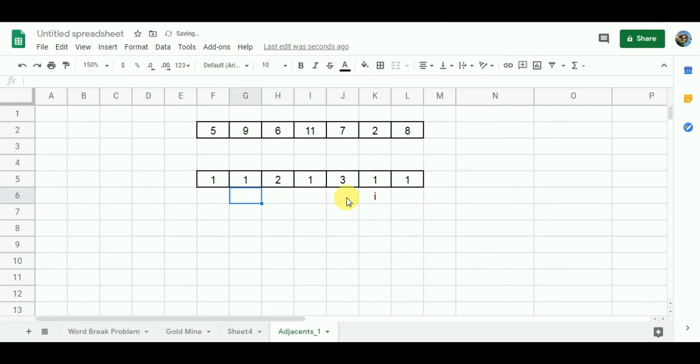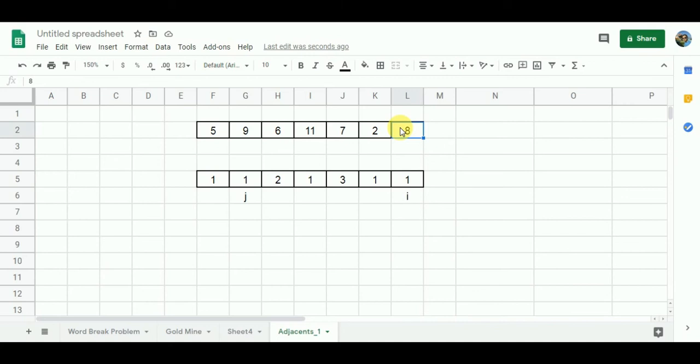J moves back to its base position. I moves one cell to the right. Alright, now we have J and we have I. So the value at J is 5, the value at I is 8. So 8 minus 5 is 3. So 3 is not equal to 1, so nothing happens. We move J to the right. So it's going to be 9 minus 8. Now over here, okay, the difference is 1.